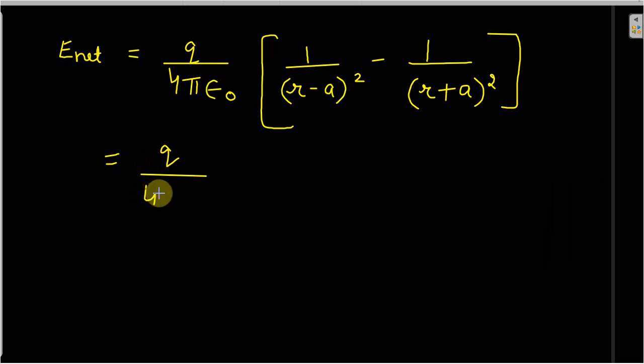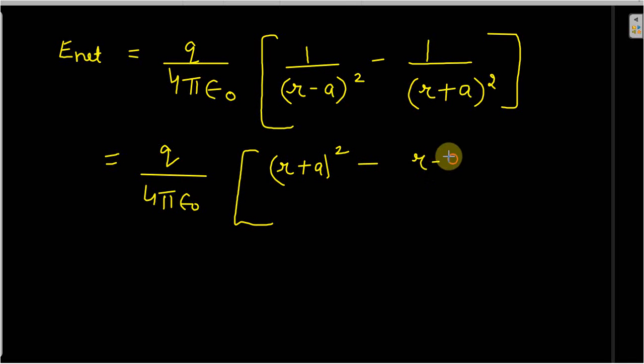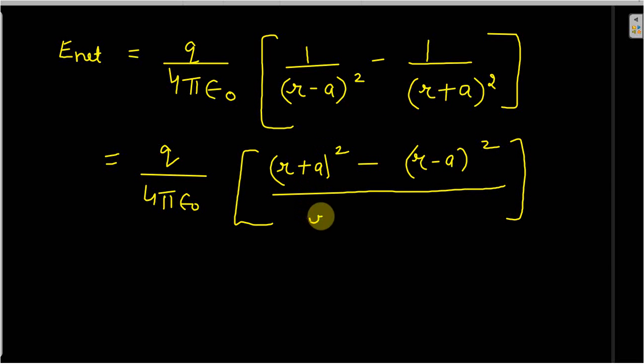Q by 4 pi epsilon naught, (R plus A) whole square, (R minus A) whole square, and here you can take the LCM. Because this is A minus B, I will tell you how I will get this one: R square minus A square, and this one here.